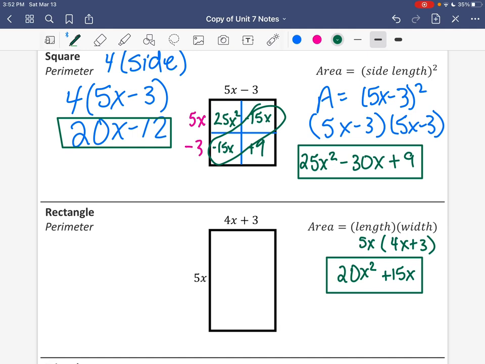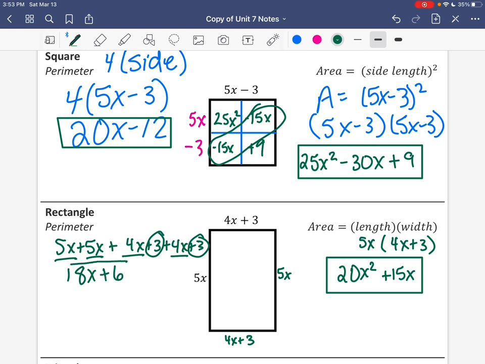Now the perimeter on this one is a little bit more complicated. You could do 5x plus 5x, because remember, if the length is 5x here, it's also 5x here, plus 4x plus 3 plus 4x plus 3, because if the width is 4x plus 3 there, it's also 4x plus 3 here. And so then you just do a lot of combining like terms. You got 5x plus 5x is 10x, plus 4x is 14x, plus 4x is 18x. And then you've got 3 plus 3, which is 6. So that is the perimeter.